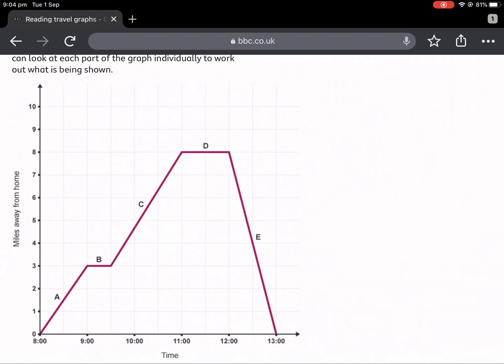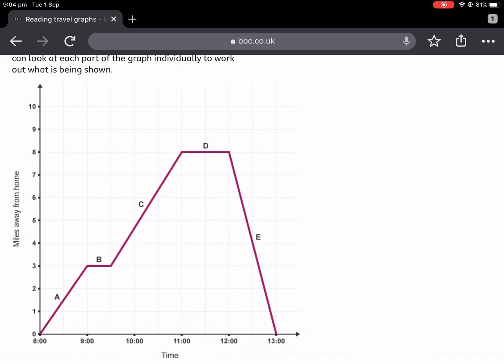You're more likely to get graphs like this, okay? So this one tells you that at 8 o'clock they left home, and they travelled away at a certain speed, and at 9 o'clock they stopped for a bit. They stopped for half an hour, I'd say, because that's halfway between 9 and 10. And then at 9:30 they took off again, and they went at almost the same speed as A, not quite. They went up a bit steeper than A, and we stopped at about 11 a.m. for a full hour, and then we drove back home. Like, we came back to the start.